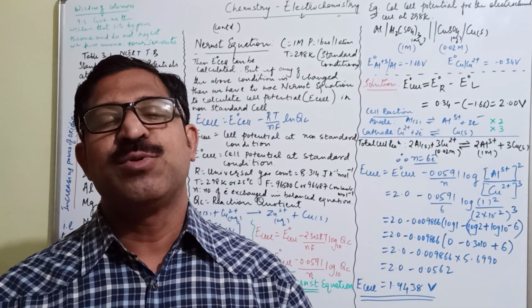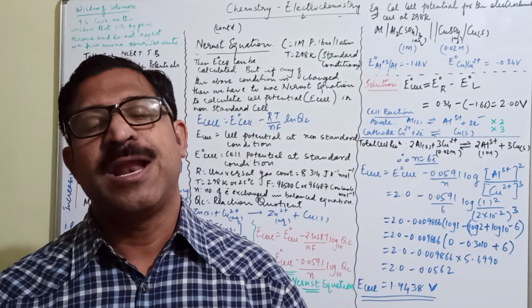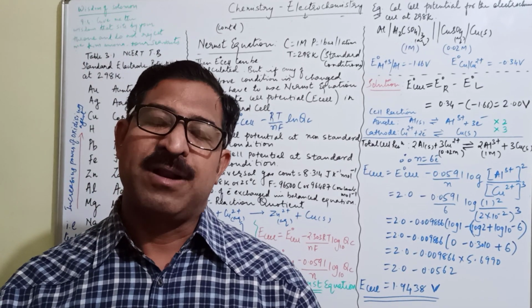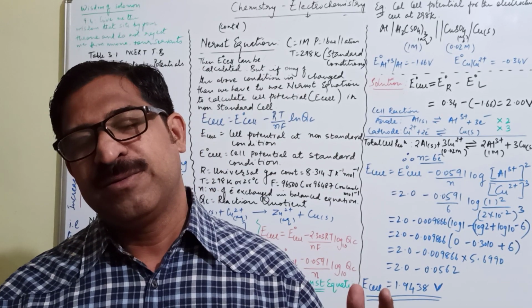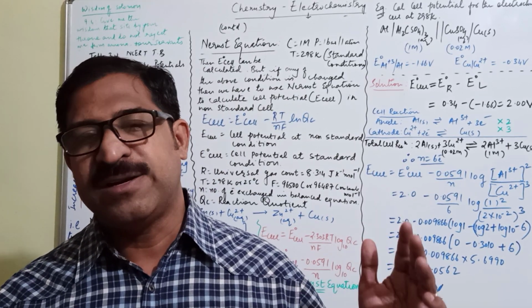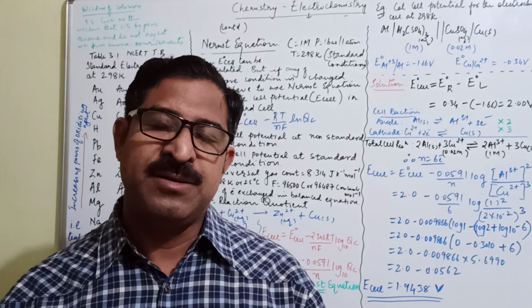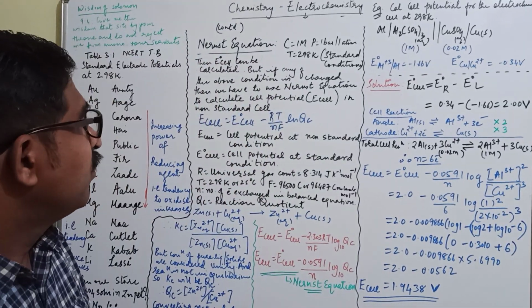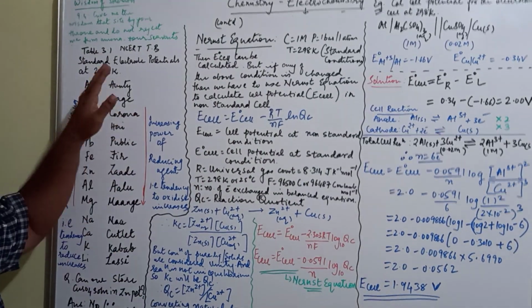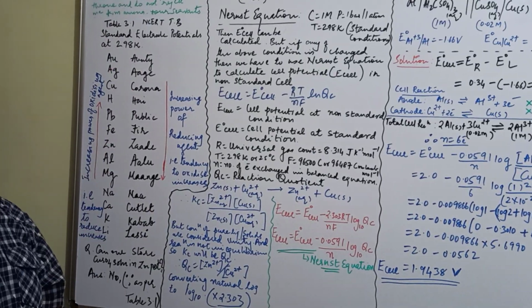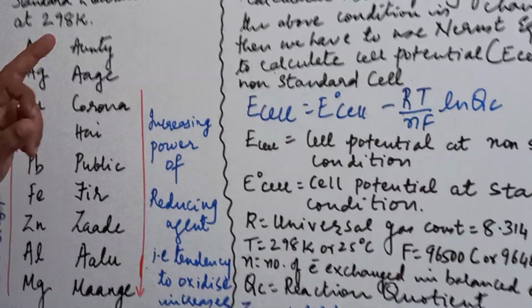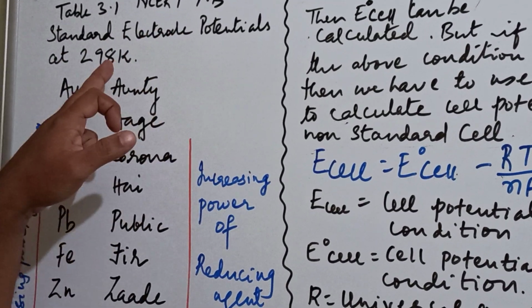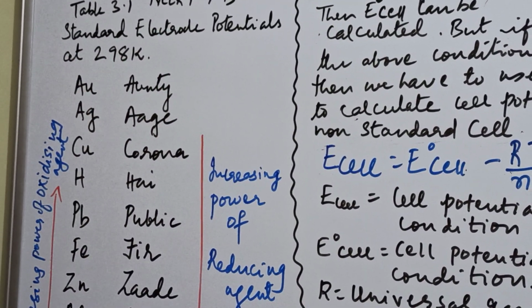Now, today we have come to the second part of the electrochemistry online session. We will continue from where we had stopped in the last session. Please have a look at table number 3. Yesterday, I had shown in the textbook table 3.1 of our NCERT textbook: standard electrode potentials are given at 298 K.